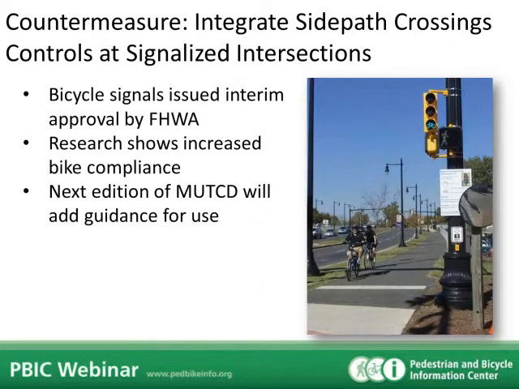And the countermeasure, of course, is to integrate the side path crossings with the signalized intersections. And one of the nice things is that you now can use the green bicycle. There's been interim guidance issued by FHWA, and one of the things it shows is when it's real clear what signal you're supposed to use and you get that clarity, you get increased compliance. So the next edition of the MUTCD will have further guidance on this, but again, it's that clarity and not having conflicting information.